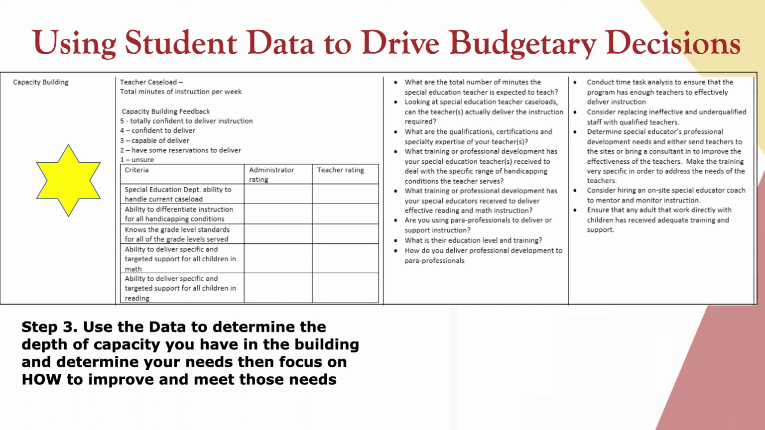Use all the data collected thus far to determine the depth of capacity you have in your school building, and then determine what areas you can focus spending on that will help improve building capacity. Ask questions like, what professional development has been previously offered to your special education staff? And has it been effective in improving instruction provided to the students? If not, ask your team what additional and targeted professional development might the school need.